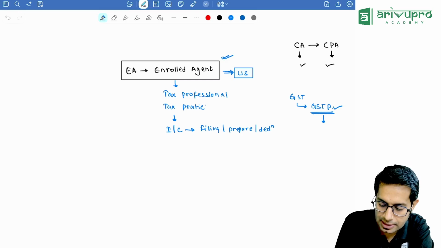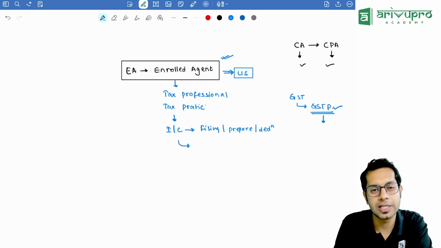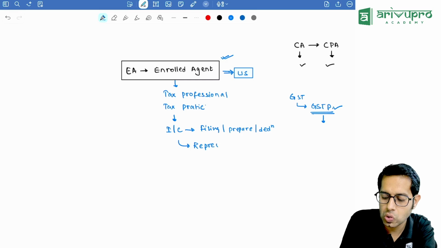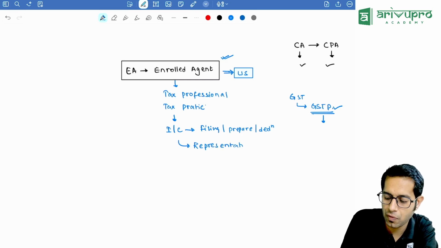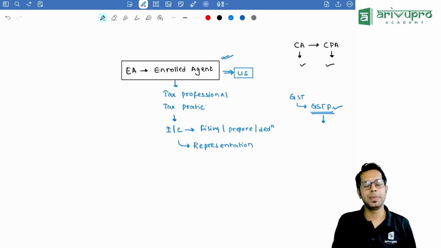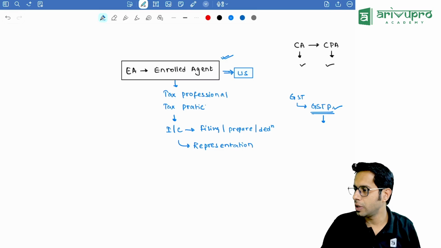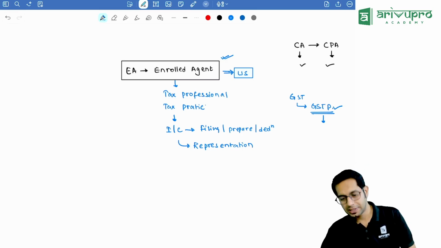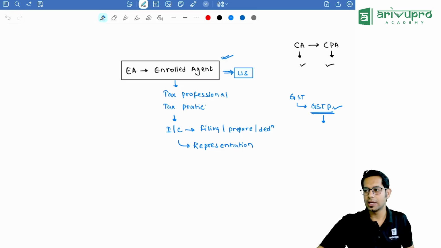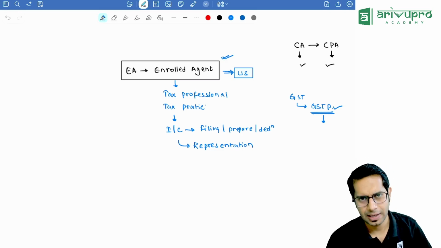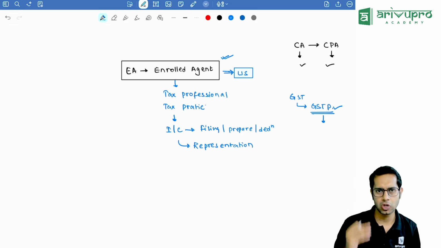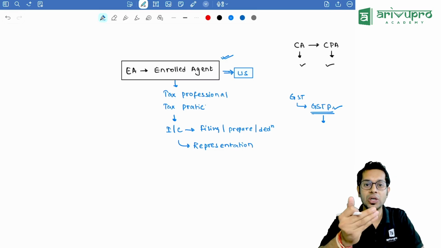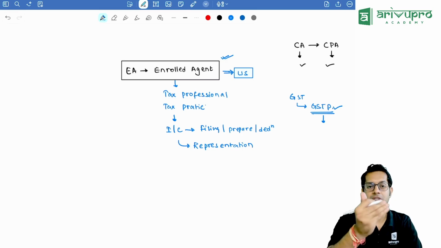Apart from all these things, they also help individuals and corporations in representation. What do you mean by representation? All the different individuals in the US, and all the corporations, different types of corporation, it can be LLP, partnership, or S corporation, C corporation, etc. For them, if any notice has come, we have to respond to that notice.